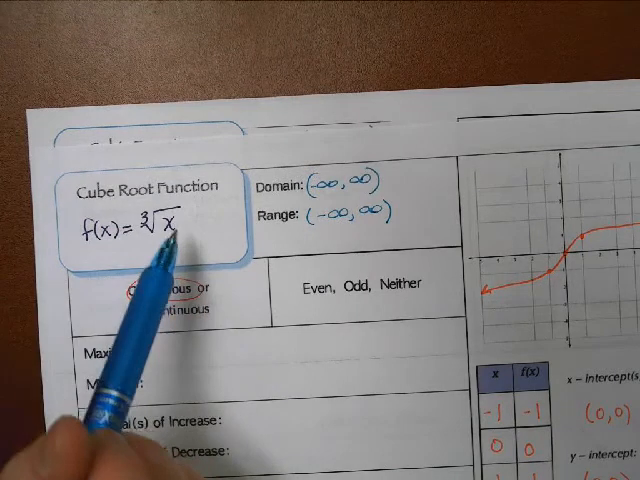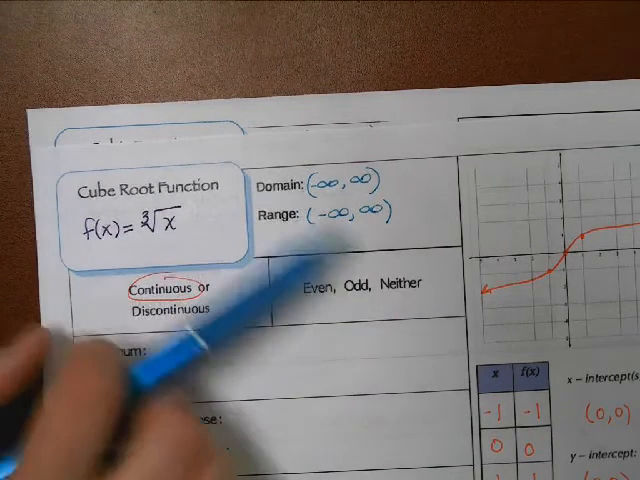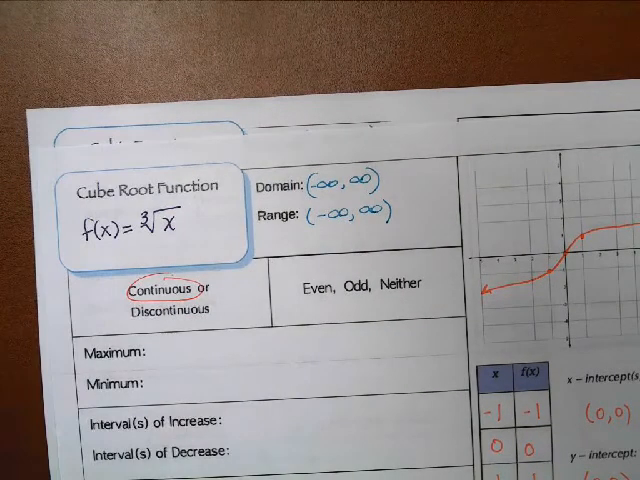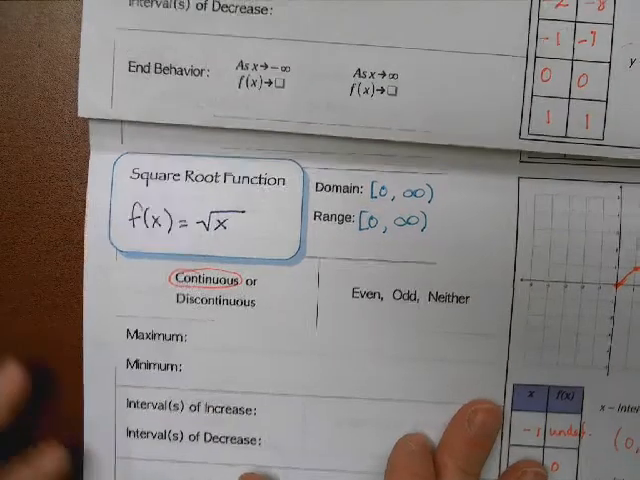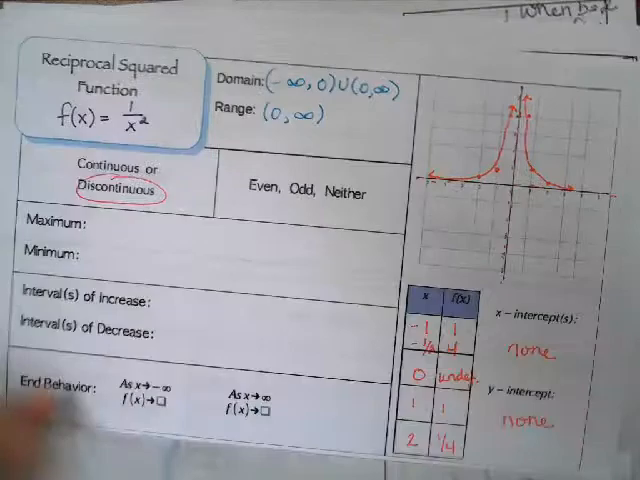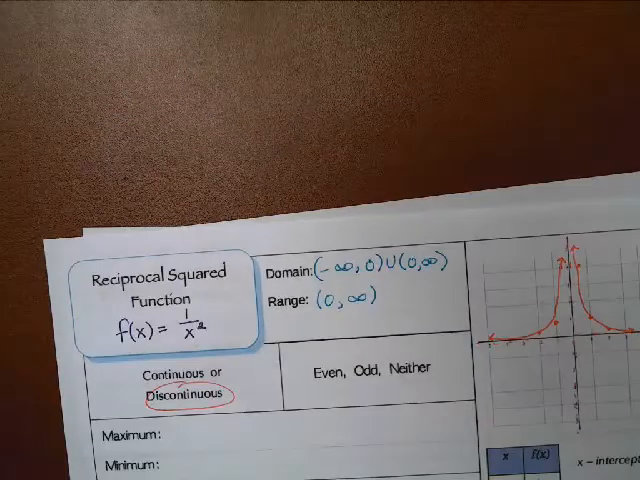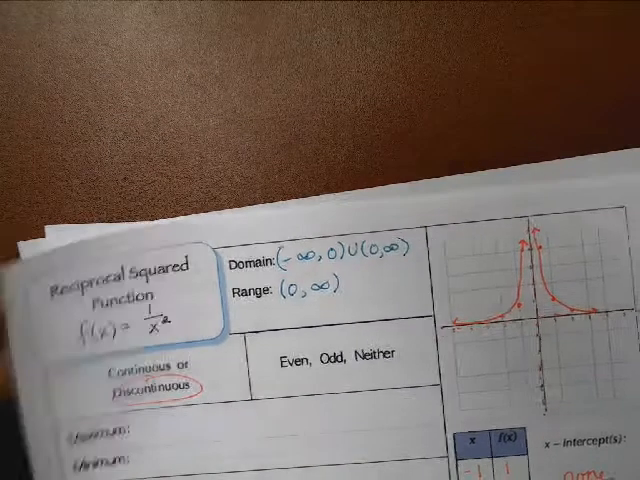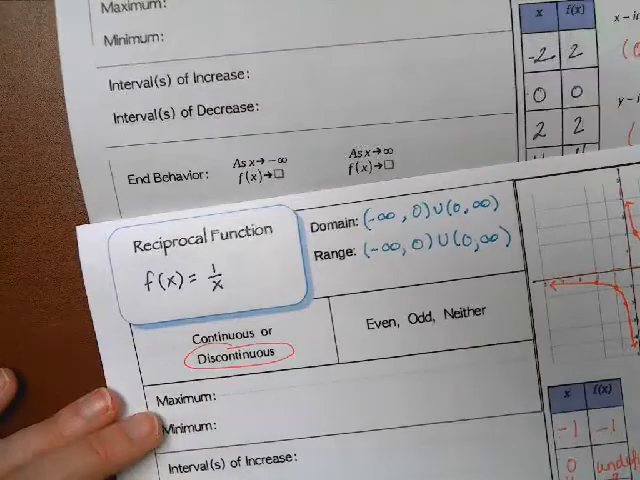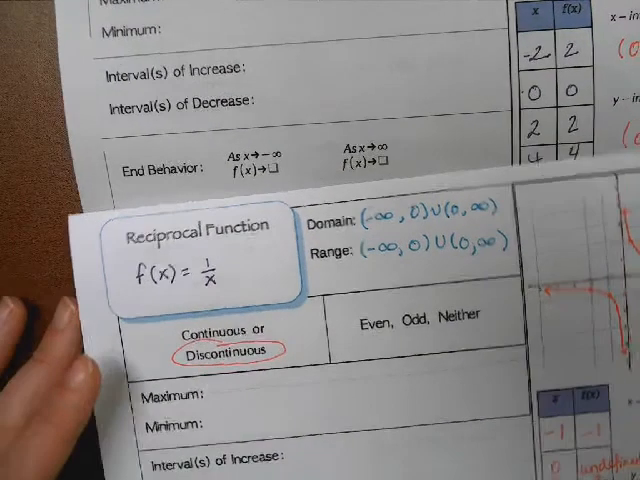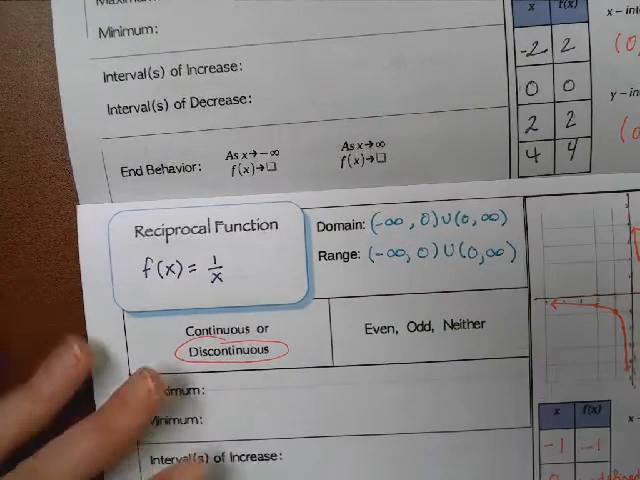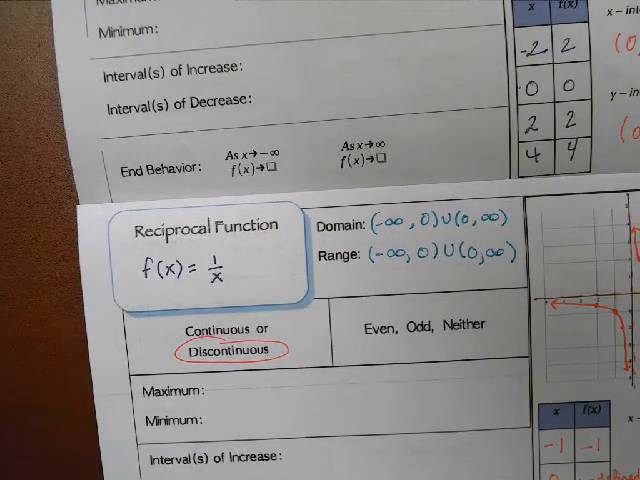Remember that adding a number any place here won't change the domain and range. Not when it's infinities, not when it's all real numbers. The only domains you have to be careful of: the square root function, reciprocal squared function, and the reciprocal function. Those are the only 3 functions that we've studied that have a domain restriction.